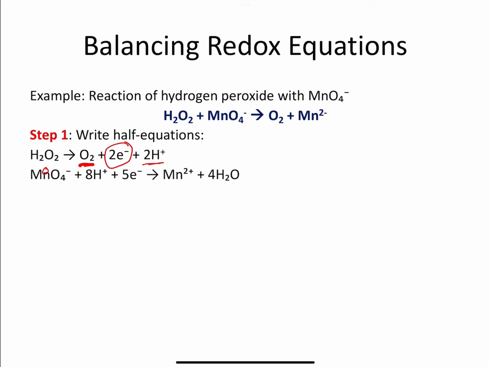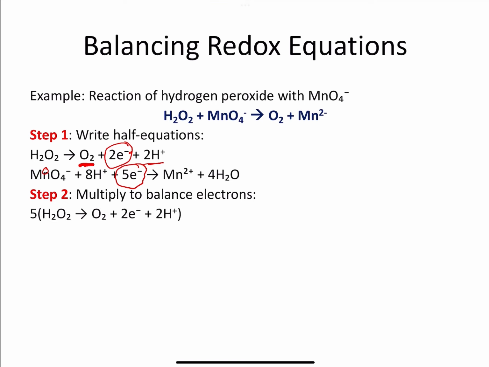And then for the manganate, again, it's the same as we've seen before. The manganate plus 8 hydrogen plus and 5 electrons will give you Mn2 plus and 4 water molecules. Step 2 is to multiply to balance the electrons. We have 2 electrons on the first equation and 5 electrons on the second equation. To balance the number of electrons, both of these need to be 10 electrons.